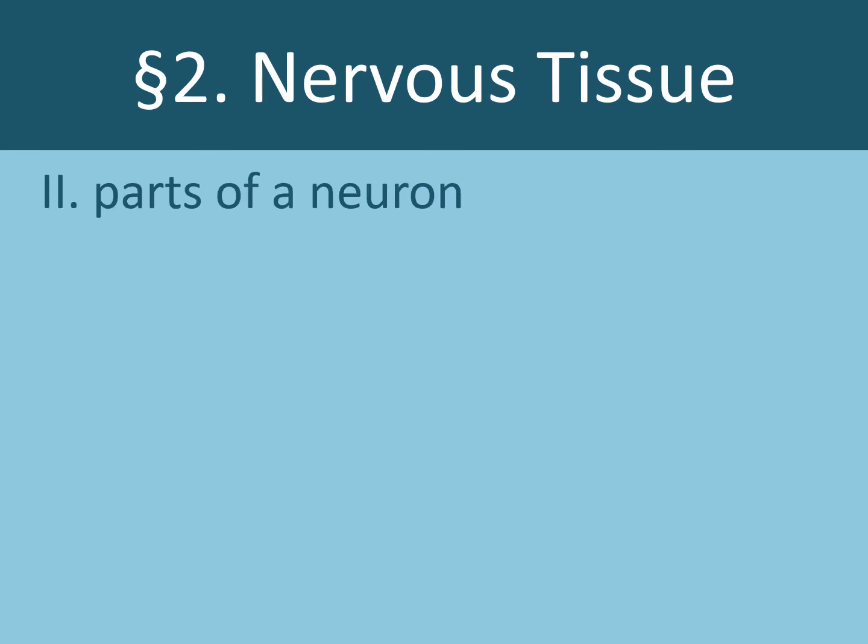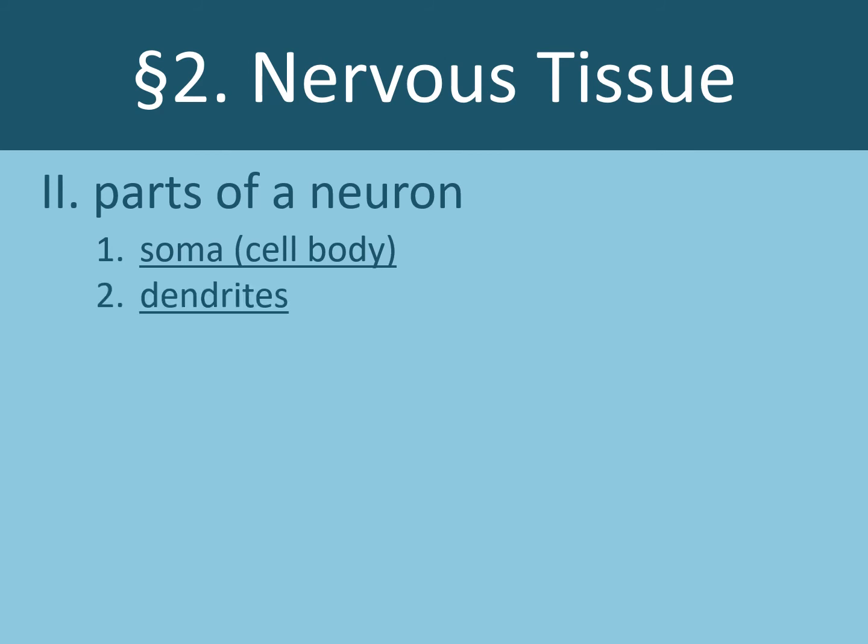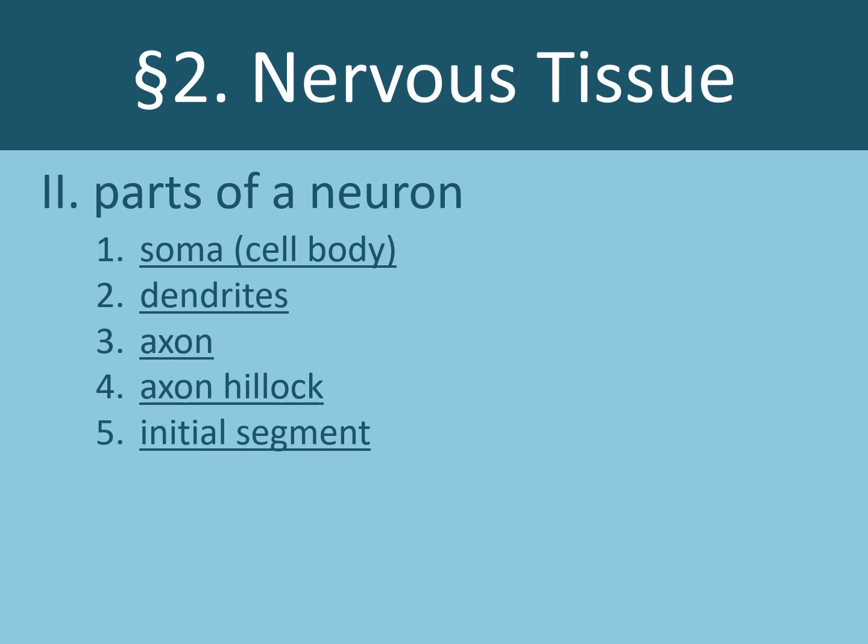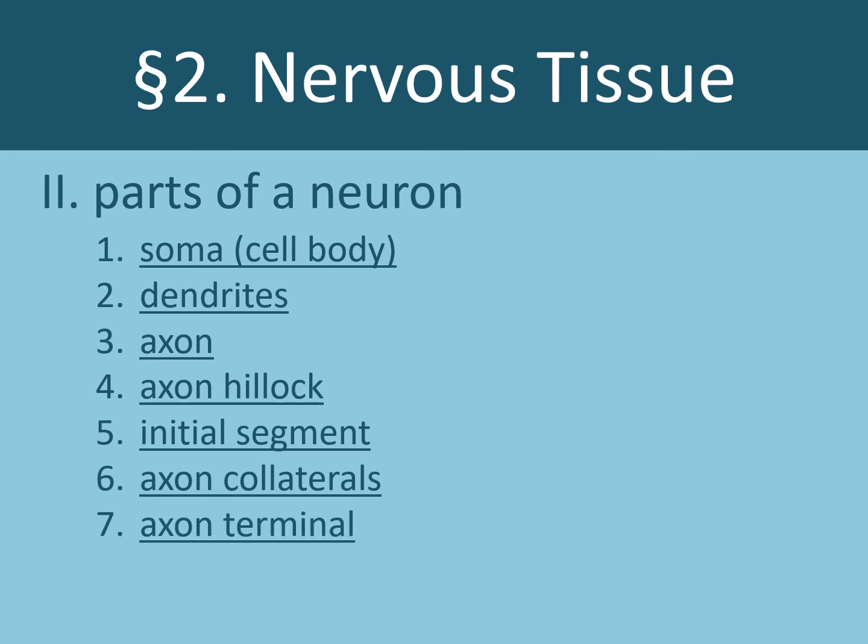Let's begin by discussing the parts of the neuron. Neurons have roughly 9 parts that you need to know for this course. The soma, or cell body, the dendrites, axon, the axon hillock, the initial segment, which is found in the axon hillock, axon collaterals, the axon terminal, myelin sheath, and synapses.